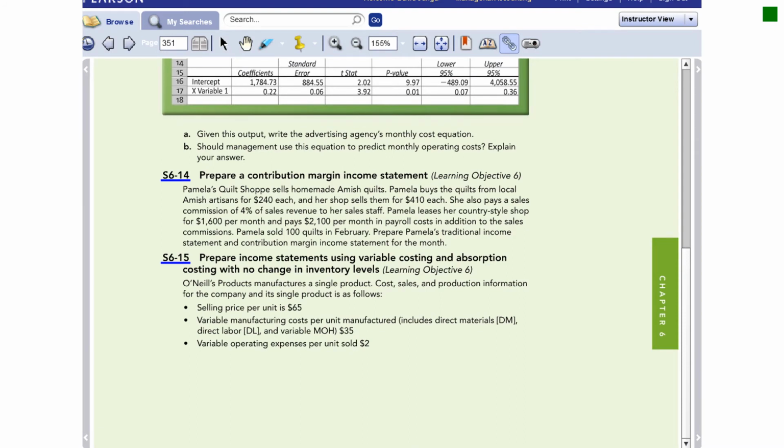Okay, so for the next one we're going to look at exercise S6-14, which is what they want you to do is to prepare a contribution margin income statement. Remember, this is the same thing as what they call a variable costing type of income statement. It's all based on cost behavior.